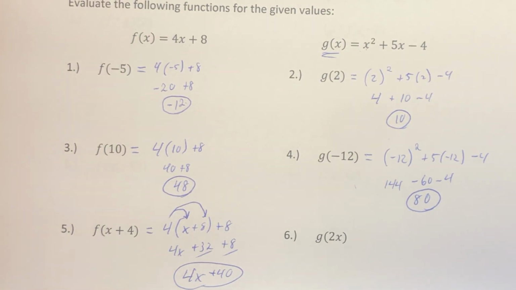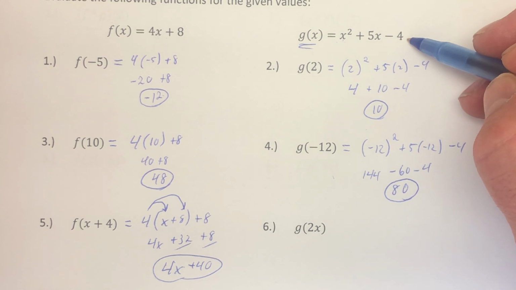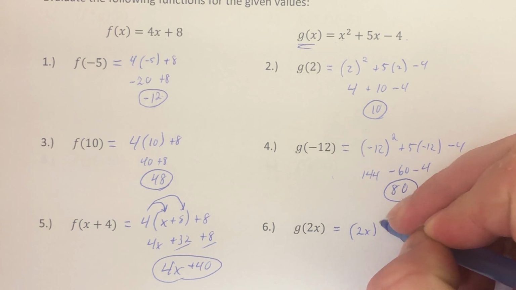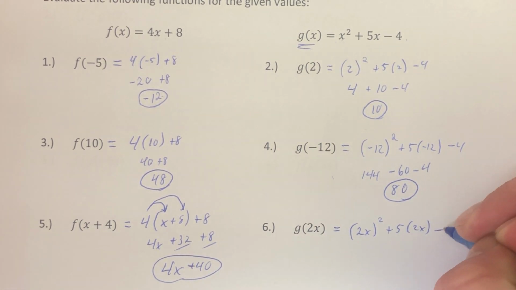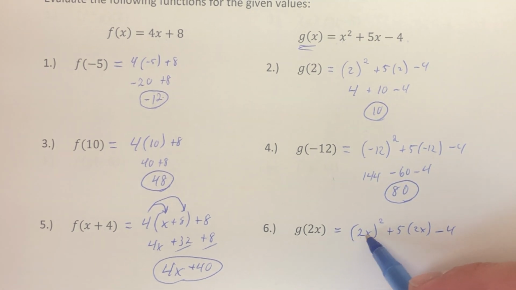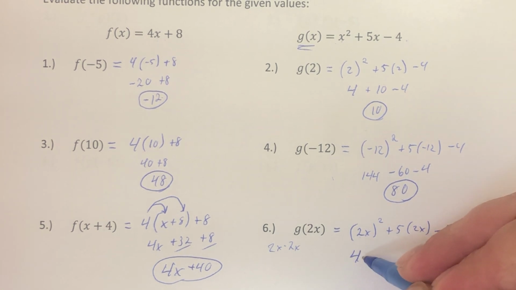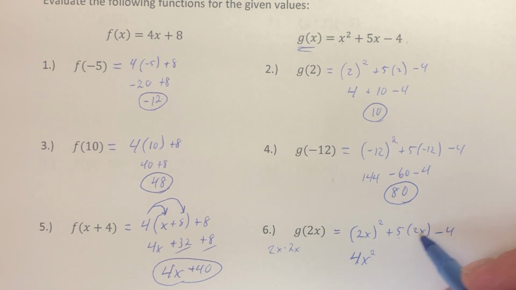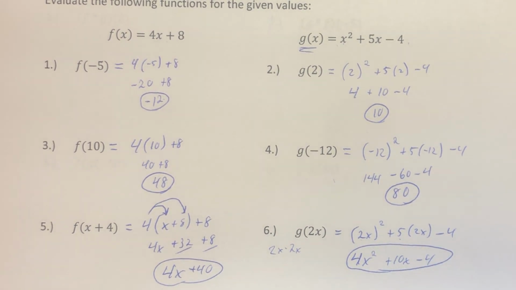Now over here I have a function where I want to do g of 2x. So again, I go up to g's function. Wherever I see an x, I replace it with 2x. So this is going to be parentheses 2x squared plus 5 times 2x, and then minus 4. So when I do 2x squared, I got to do 2x times 2x, which actually then gives me 4x squared, because I have to square both parts, the 2 and the x. Here I have 5 times 2x, which is 10x, and I get minus 4. So that would be my expression.